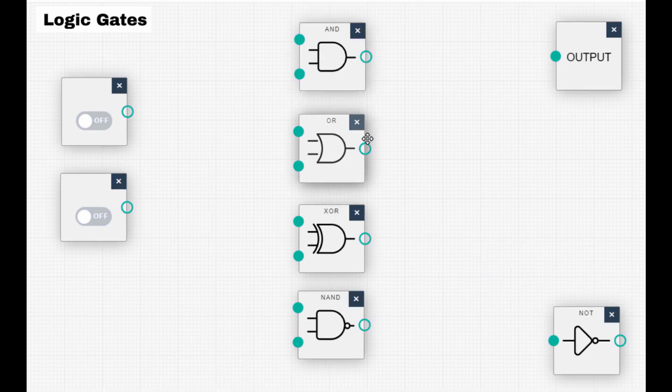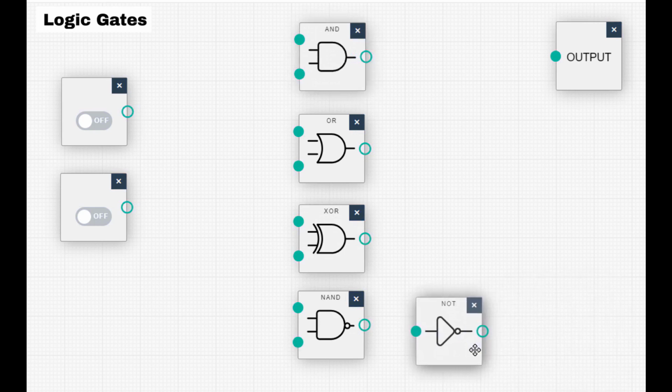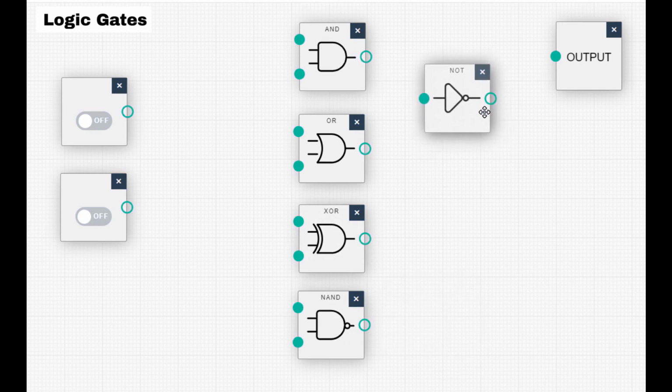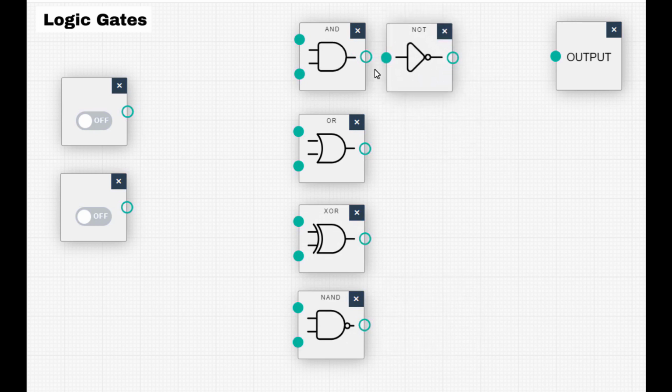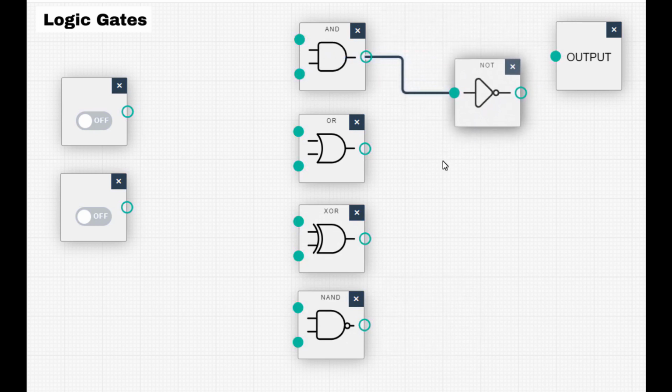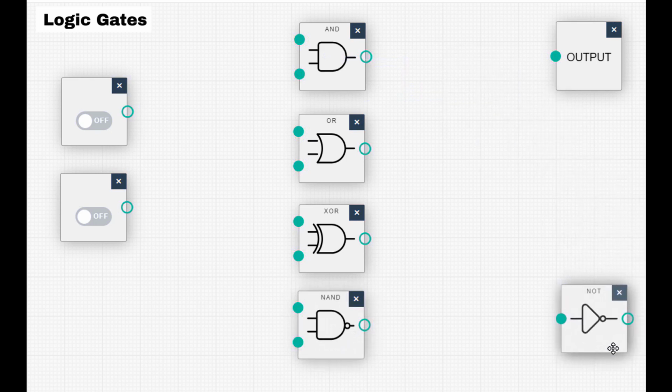So we've got several operators here. We've got the AND operator, the OR, the exclusive OR, which is XOR, the NAND, which is really just an AND with a NOT on the end of it, which is one of these. So that, when connected together, becomes one of these, an AND. But let's come back to that in a minute.